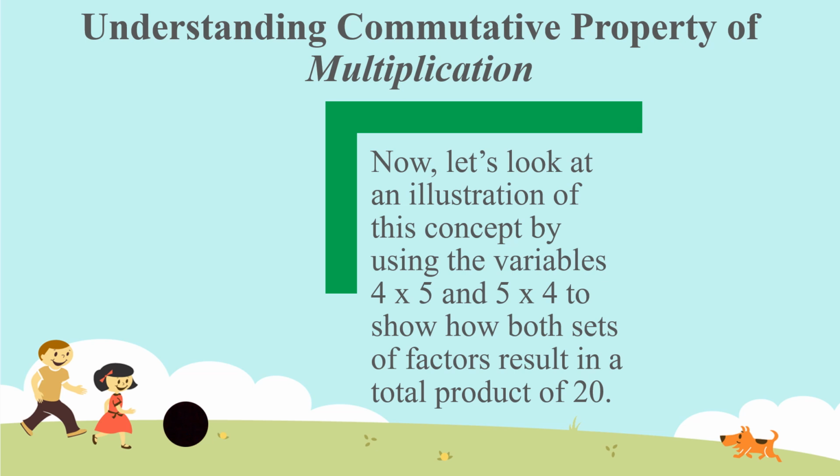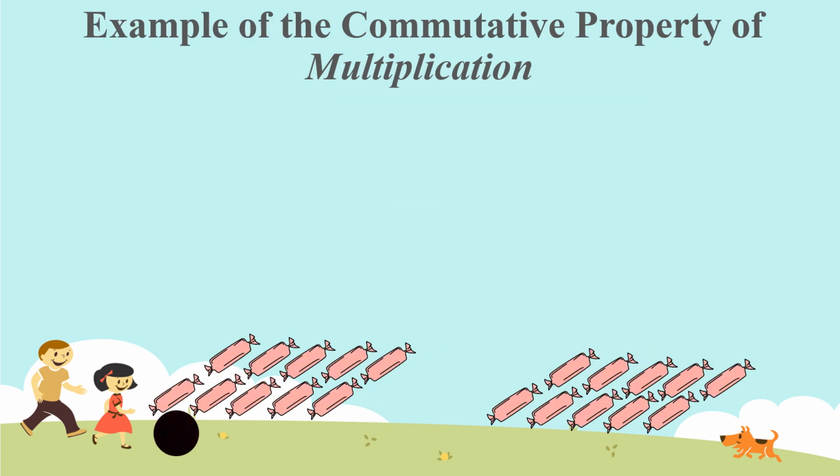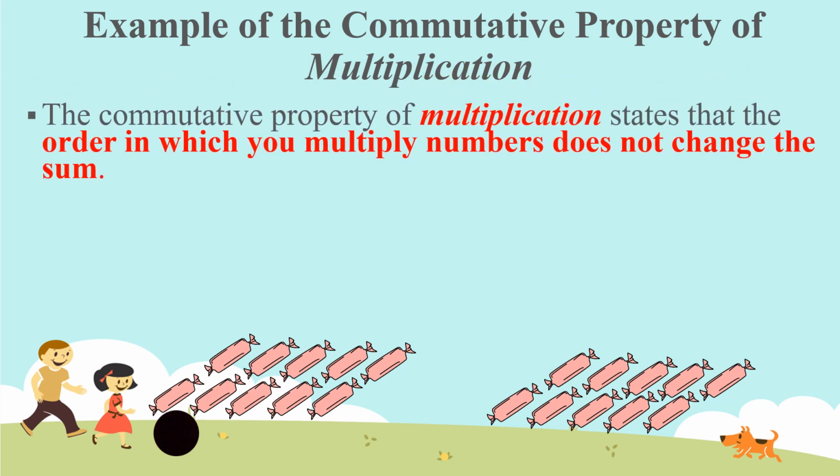Now, let's look at an illustration of this concept by using the variables 4 times 5 and 5 times 4 to show how both sets of factors result in a total product of 20. The commutative property of multiplication states that the order in which you multiply numbers does not change the product.